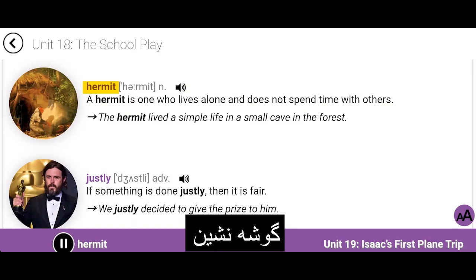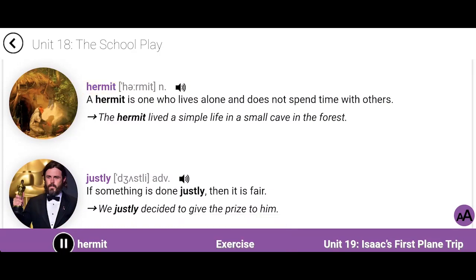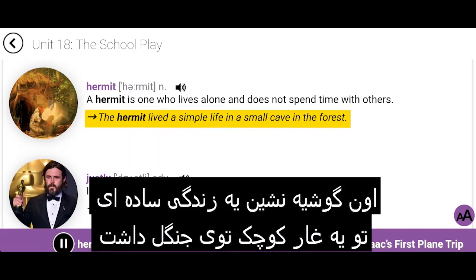Hermit. A hermit is one who lives alone and does not spend time with others. The hermit lived a simple life in a small cave in the forest.